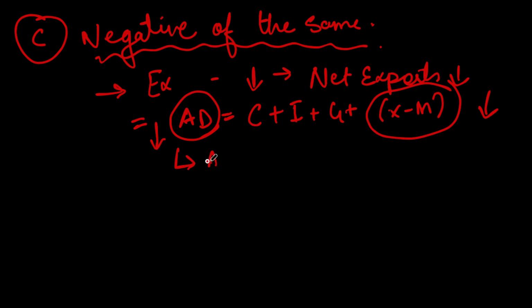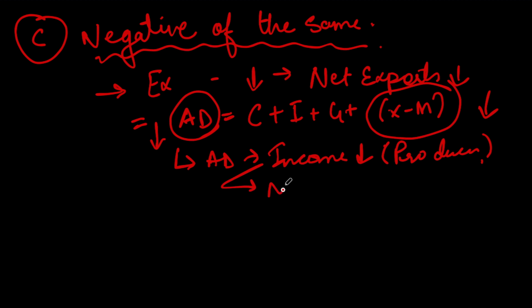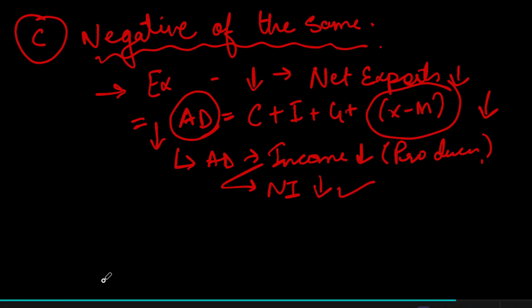If aggregate demand declines, our incomes will also decline. If aggregate demand is declining, for producers, what will happen? They will earn lesser income. If they earn lesser income, the national income will also decline. So this will be the negative impact of the same.